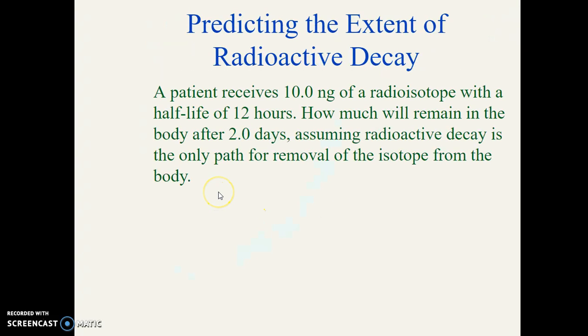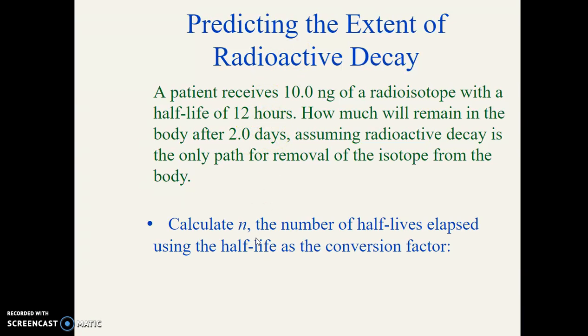So by predicting the extent of radioactive decay, you can solve some basic problems. A patient receives 10 nanograms of a radioisotope with a half-life of 12 hours. So they start with 10 nanograms, and it has a half-life of 12 hours. How much will remain in the body after 2 days, assuming radioactive decay is the only path for removal of that isotope? So the only way it's going to go away or break down is through radioactive decay.